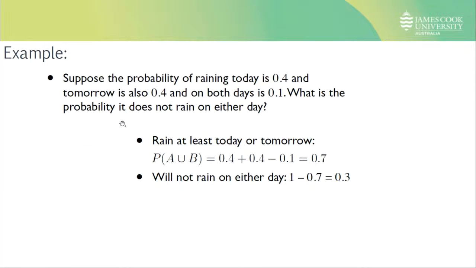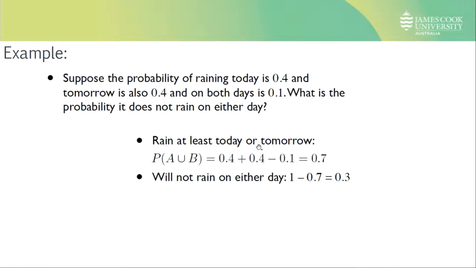Suppose as an example, the probability of rain today is 0.4, and the probability of rain tomorrow is 0.4, and the probability of rain on both days is 0.1. So what is the probability it does not rain on either of those days? When we face this kind of problem in real life, we can bring the solution using probability theory.